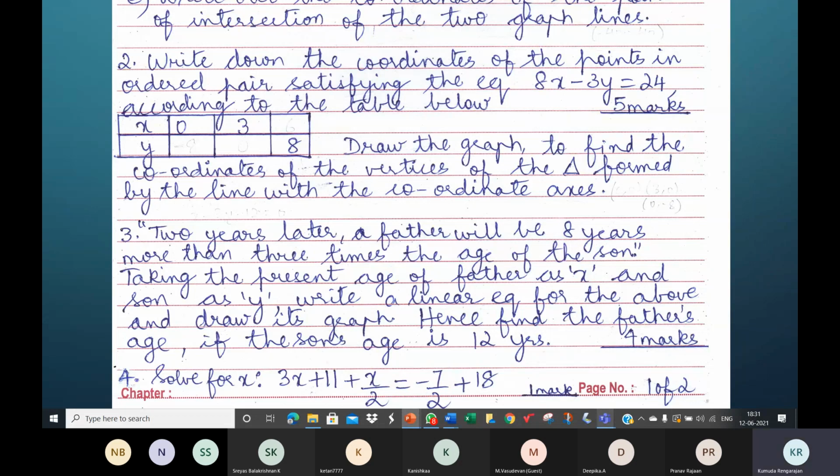For 2, you have the equation. You will have to make the graph and answer this question: find the coordinates of the triangle. And for 3, you'll have to construct the equation, make the graph, and from the graph, find the father's age when the son's age is 12. I'll get back to you in 15 minutes. Don't try to communicate. I'll be away.